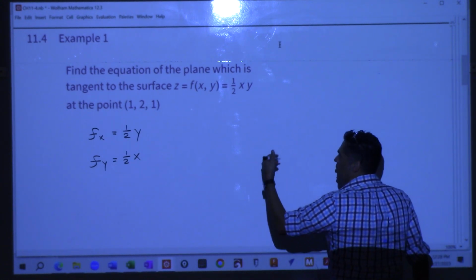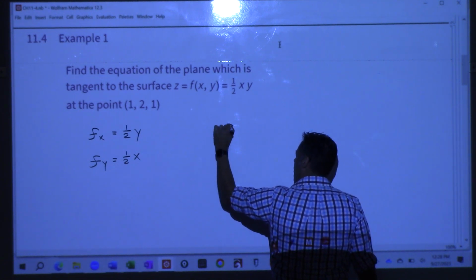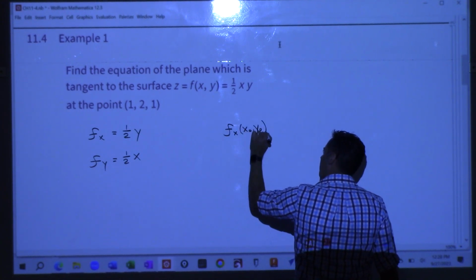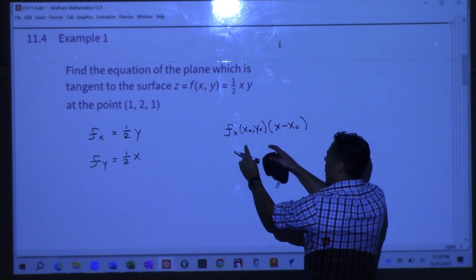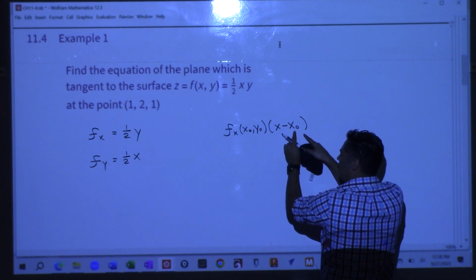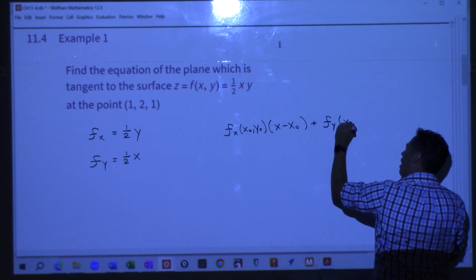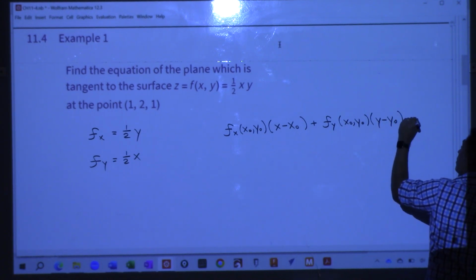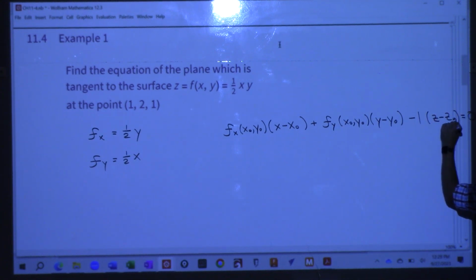Okay, so the formula, which I could just scroll and show it, but I'm going to write it again. The formula for the equation of the tangent plane is the partial of f with respect to x at the point x naught, y naught, in front of x minus x naught. So that's our a in front of the x minus x naught. And then we have plus the b, which is partial of f with respect to y at x naught, y naught, in front of y minus y naught. And then it will always be minus 1, and then z minus z naught equals 0. So that's our generic equation for the tangent plane.